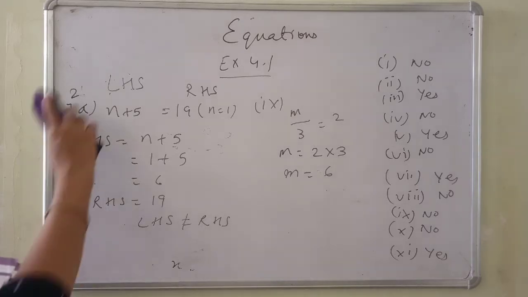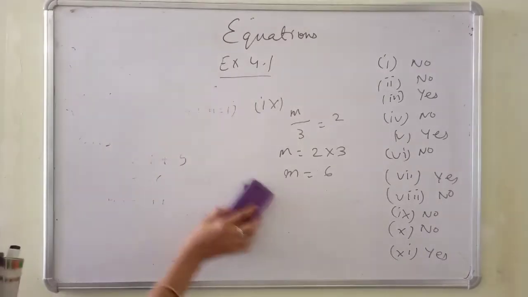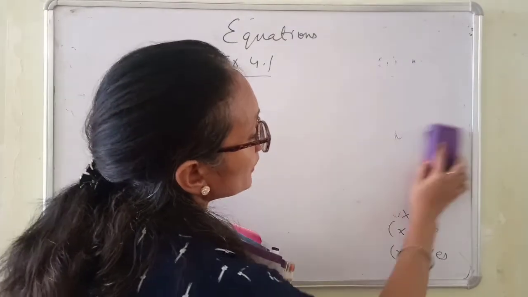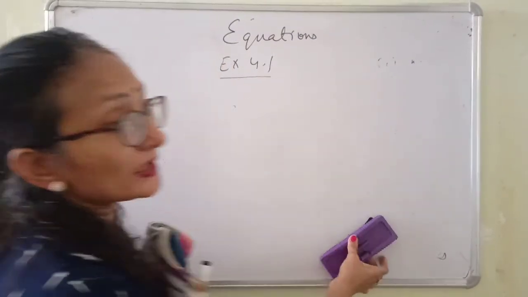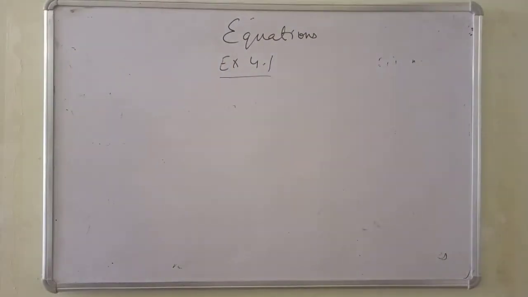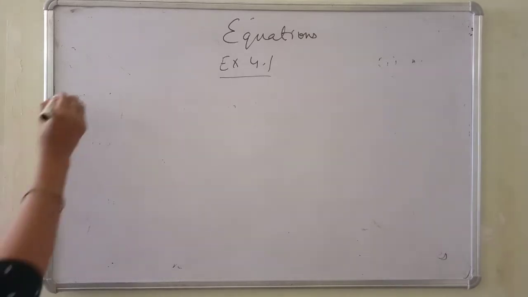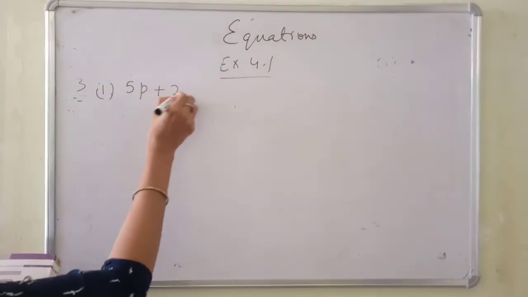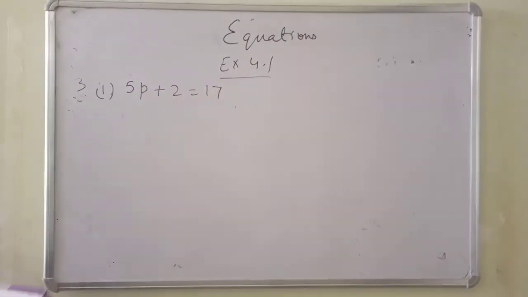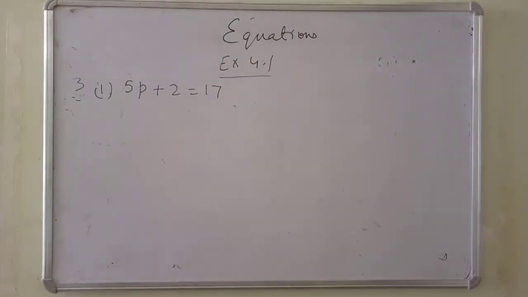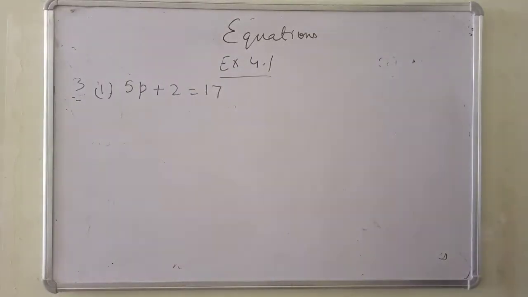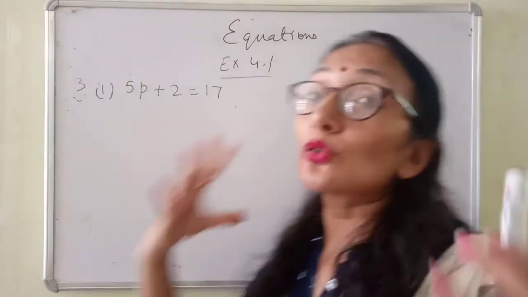Third question is the trial and error method. It is a very easy question. See, in the trial and error method, we will put the values again and again until we get the answer. Okay? We have the equation 5p plus 2 is equal to 17. Very easy question. So first we will make a table. It is not necessary, it is not given in any book, but it is an easier way to show your method very conveniently.